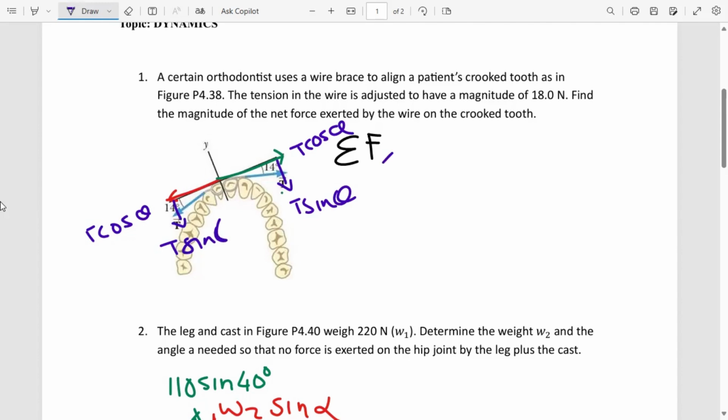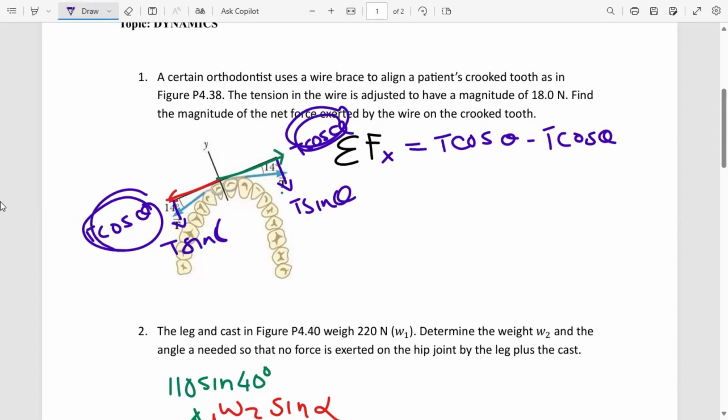So the summation of forces in the x will be equal to what? This one is running in the positive direction, this one is running in the negative direction. So I'm going to have T cos theta minus T cos theta. One is positive here, whilst the other one is negative there. And the summation of forces in the x is going to be equal to 0 newtons, because I'm subtracting T cos theta from T cos theta, like that.